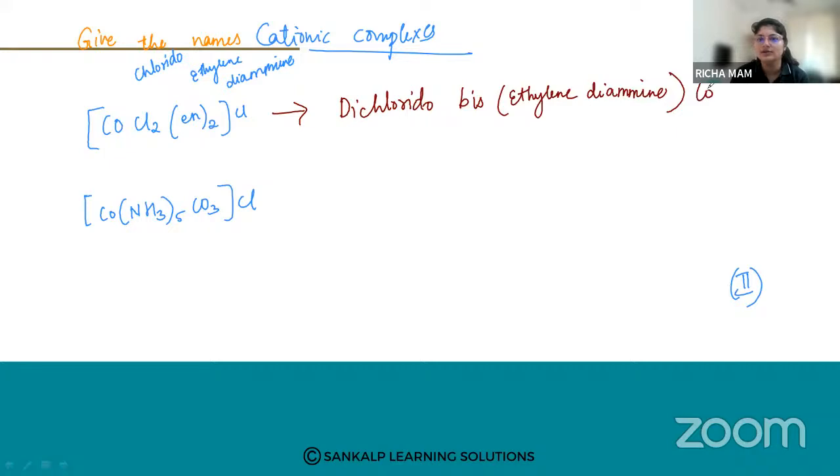Then your cobalt. What is the charge? Let us see. X minus 2. Ethylene diamine is 0, I guess. Then equals minus 1. So X is equal to minus 1. Ethylene diamine is 0. This becomes plus 2. So this becomes plus 1. No, it should come 3. Ethylene diamine, what is the charge?